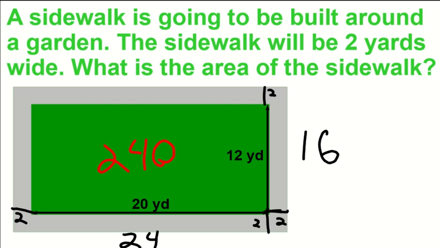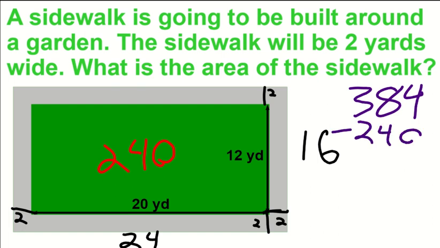That sounds right. So the big one, we got 384. But what that includes is the sidewalk and the garden, right? So now we need just the area of the sidewalk only. Ford? 144. So we got the area with the sidewalk and the garden. We subtract just the garden, and what's left is the sidewalk.